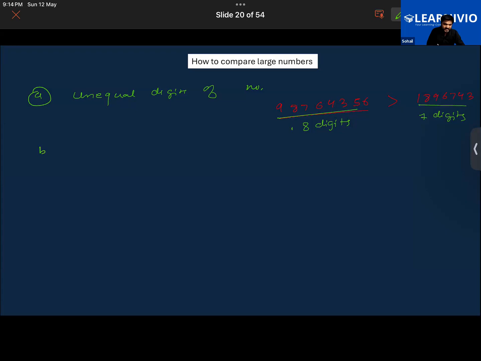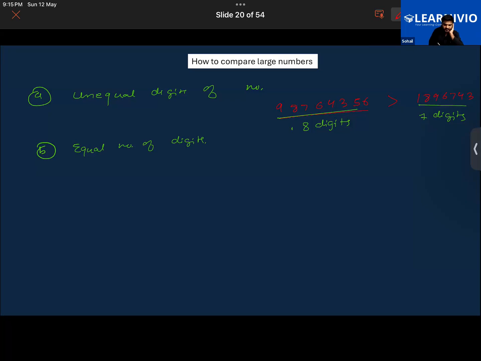Second thing, you look at equal numbers of digits. If you have an equal number of digits, how will you compare them? That will be a little bit difficult. Do you have any idea? I guess by the numbers. We compare it by the numbers. Okay, we compare the individual digits.